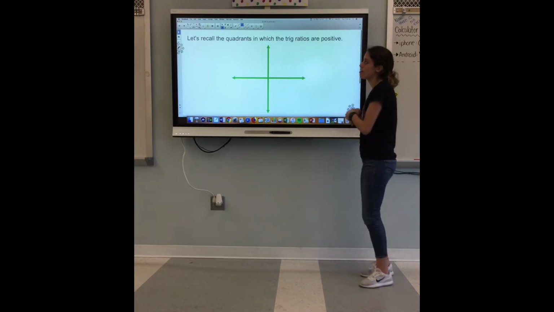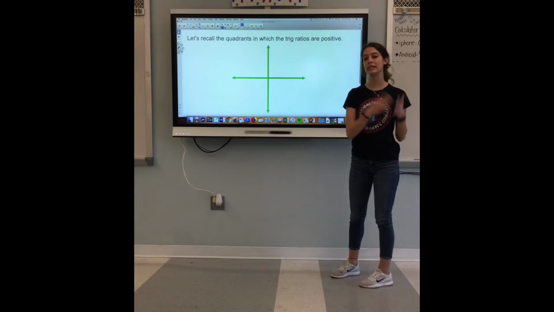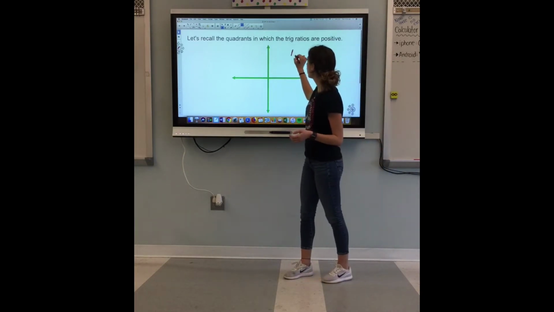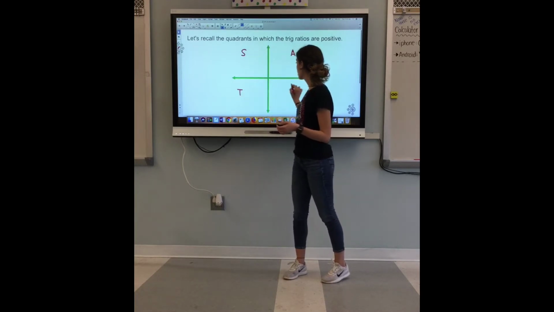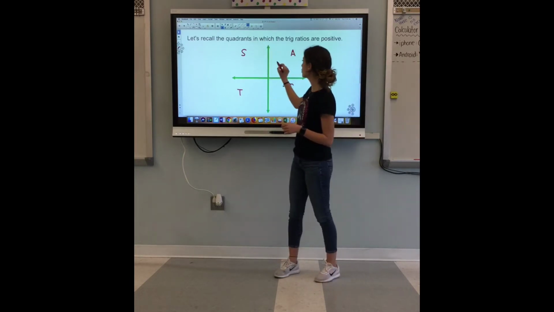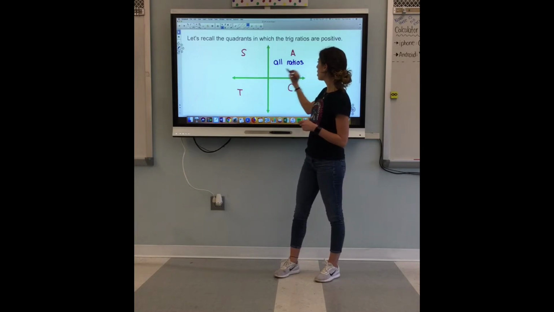So let's recall in which quadrants the trig ratios are positive. So this is what we did in the previous lesson. So the way that we remember this is using all students talk constantly. So this A tells us that all trig ratios are positive.